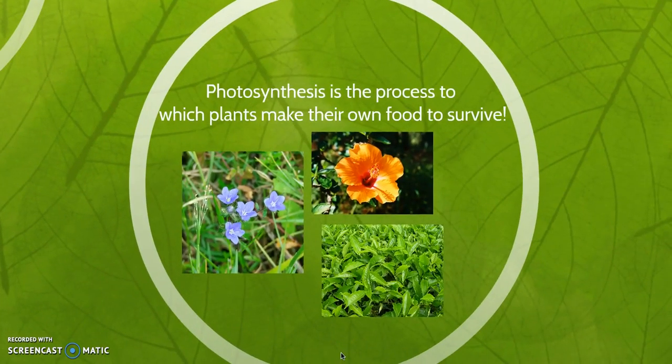Photosynthesis is the process in which plants make their own food to survive. So instead of humans, where we eat fruits and vegetables and meat to keep our bodies going, plants do this process called photosynthesis to make their own food. It sounds kind of crazy, but we'll cover the reasons why and how it does this as we go through this presentation. But I want you to realize that this applies to flowers, so these two, and then plants like this, or trees, or shrubs, or anything like that.